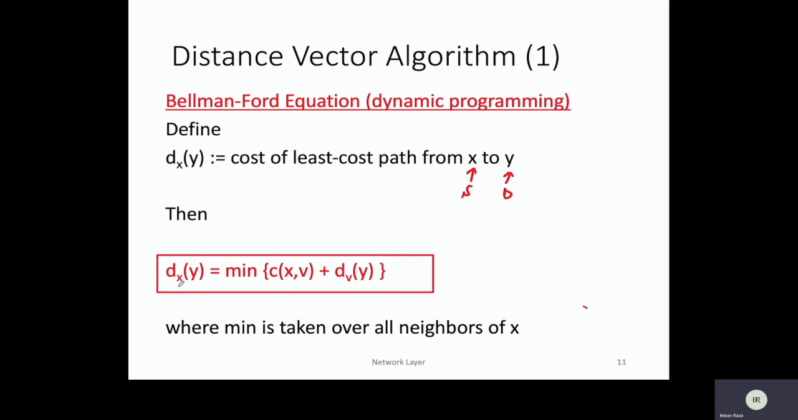Yes, the least cost path from x to y is in fact a minimum of the cost to reach from x to its neighbor v, plus the least cost to reach from its neighbor v to destination y. So this means we have to identify a minimum path that is taken over all the neighbors of x. What we will do is calculate this value for all the neighbors of x, and we will select a path where reaching from x to y is minimum from a specific neighbor.